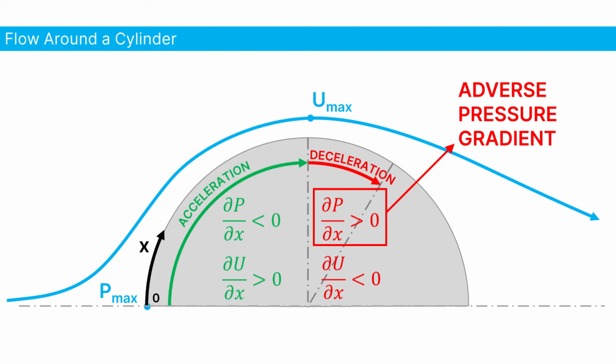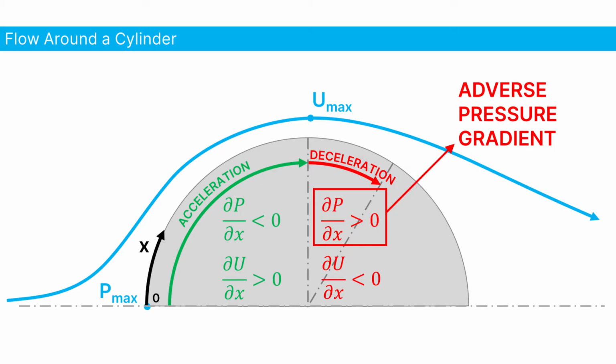The maximum velocity is typically reached somewhere around the midpoint of the cylinder, after which the flow starts to slow down again. This means that the pressure gradient is now reversed. It's a positive one, because as we move across the surface of the cylinder, the pressure goes up. And this is what we call an adverse pressure gradient.